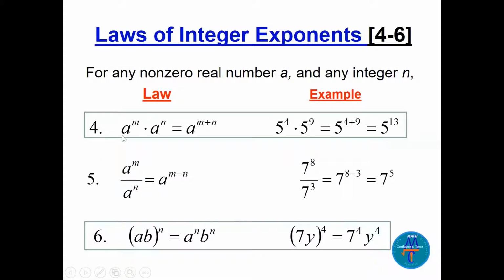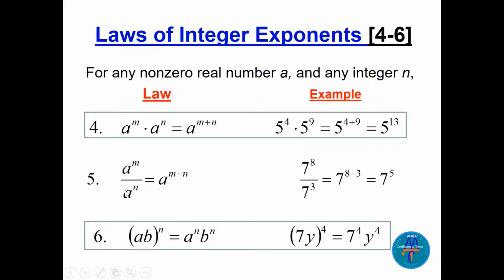Rule 4: a to the power m times a to the power n. See, we are multiplying the exponents. The condition here is that we should have the same base, a and a, so we can add the powers. Look at the simple example: 5 to the power 4 times 5 to the power 9. See the same base 5, just add the powers. 4 plus 9 is 13.